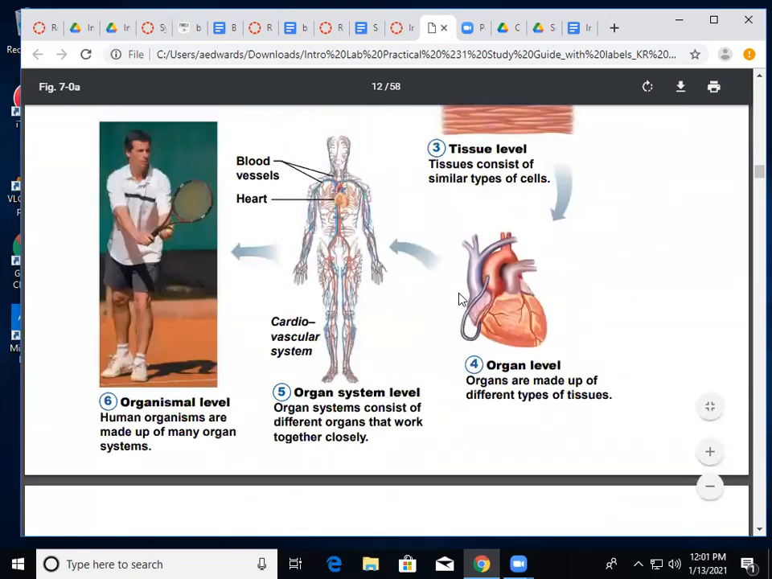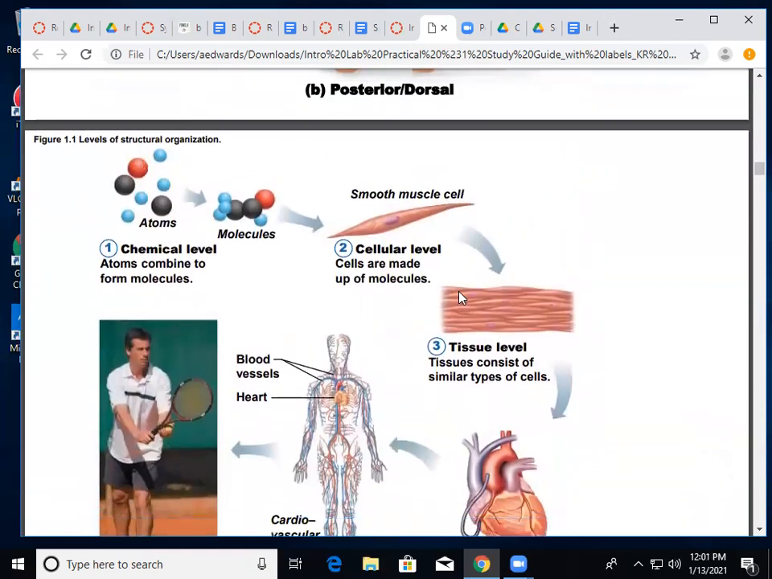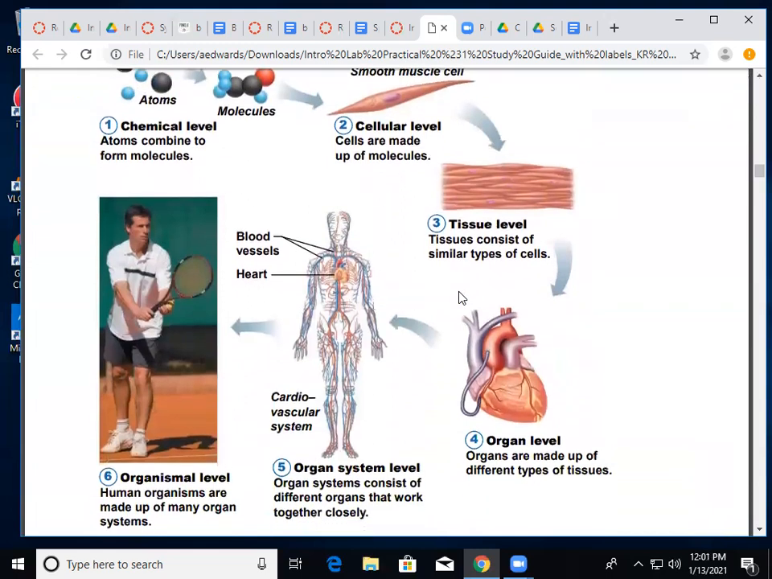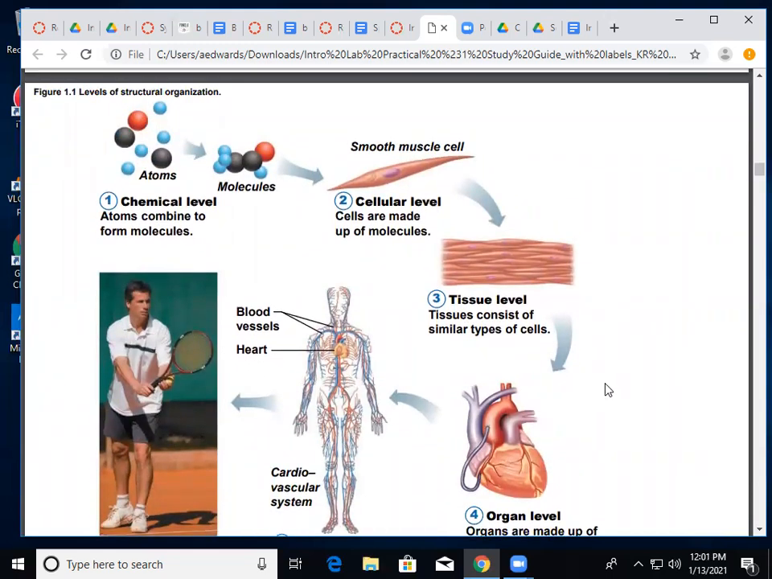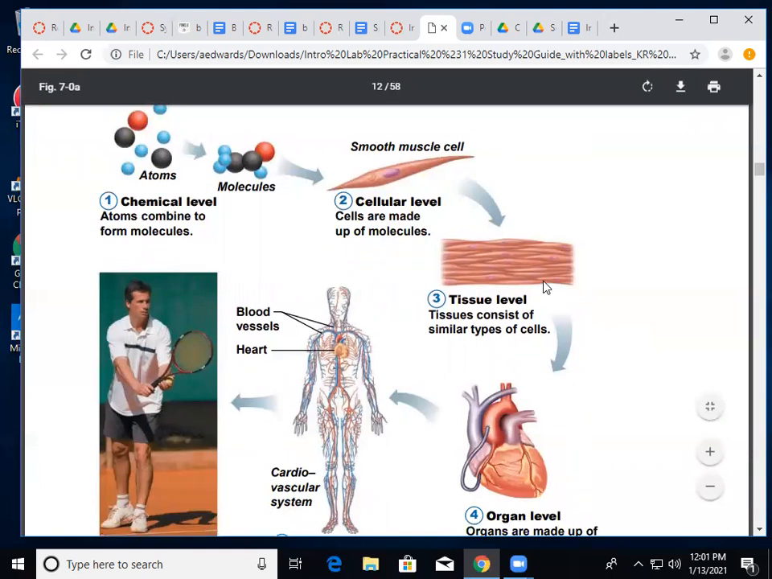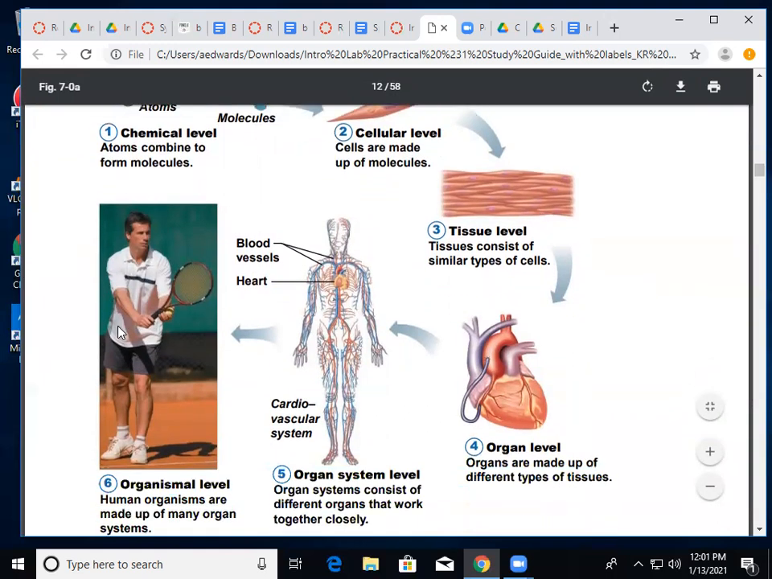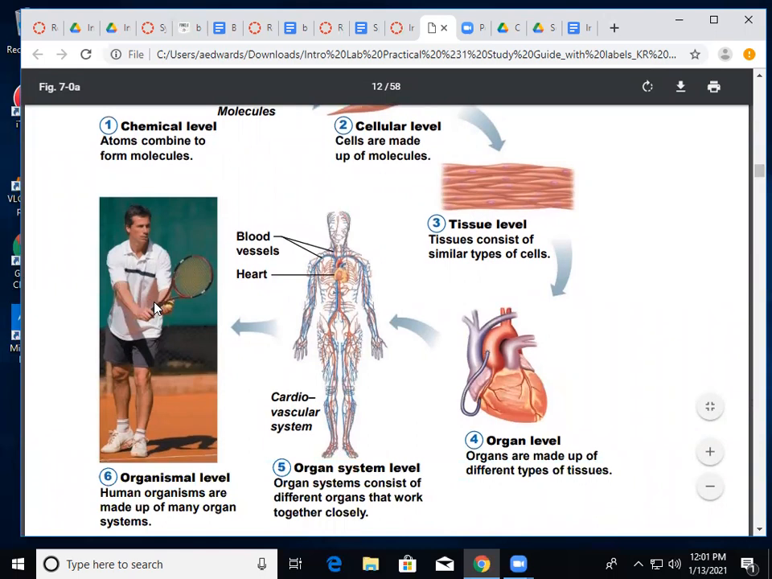So another thing we want to talk about is levels of organization. On a quiz or practical, you might see pictures like this, or you might see words, and you have to figure out what's the right level that matches. We'll work our way from the top down, because I think we all know that piece. You can see the organismal level. We're organisms, and human organisms are made up of many organ systems.